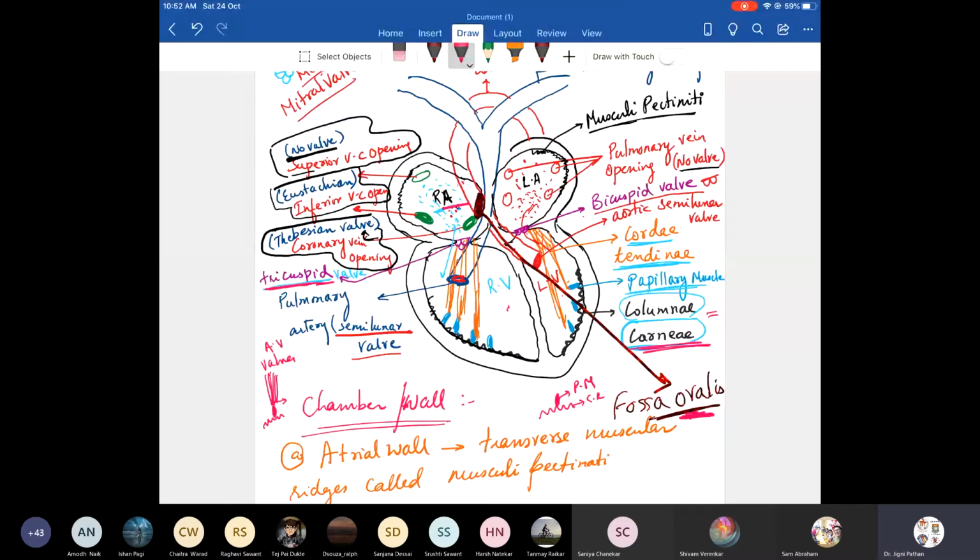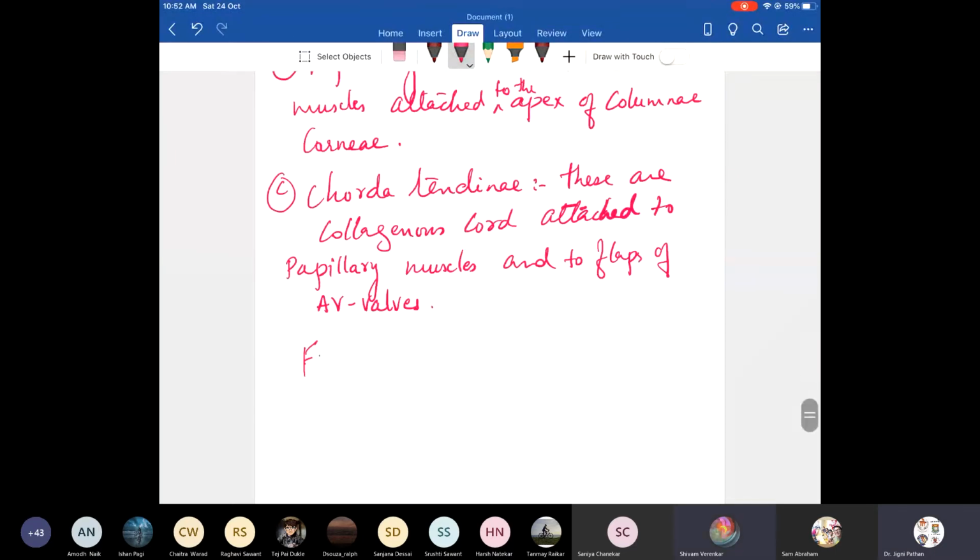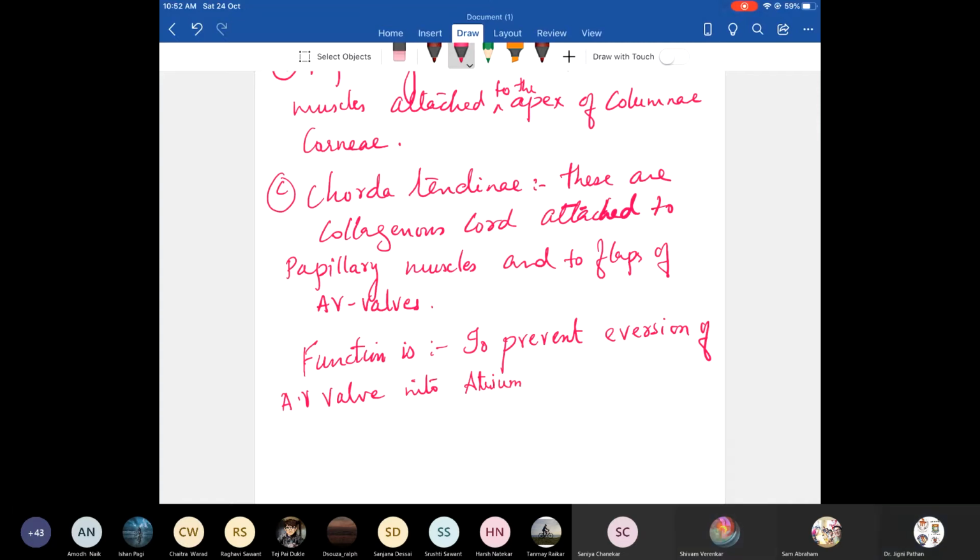But what is the function of the chordae tendineae? The function of the chordae tendineae is to prevent the eversion. Write down, I'll explain you first. You write down this. Function is to prevent eversion of AV valve into atrium during ventricular contraction.